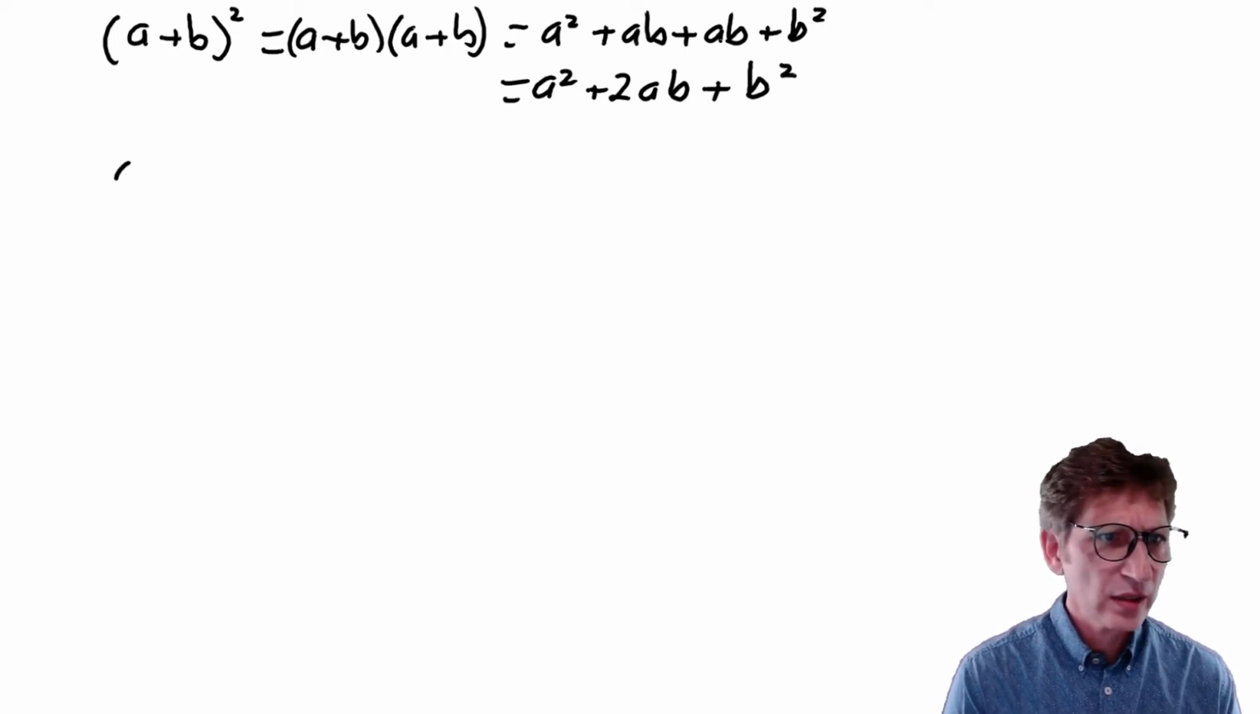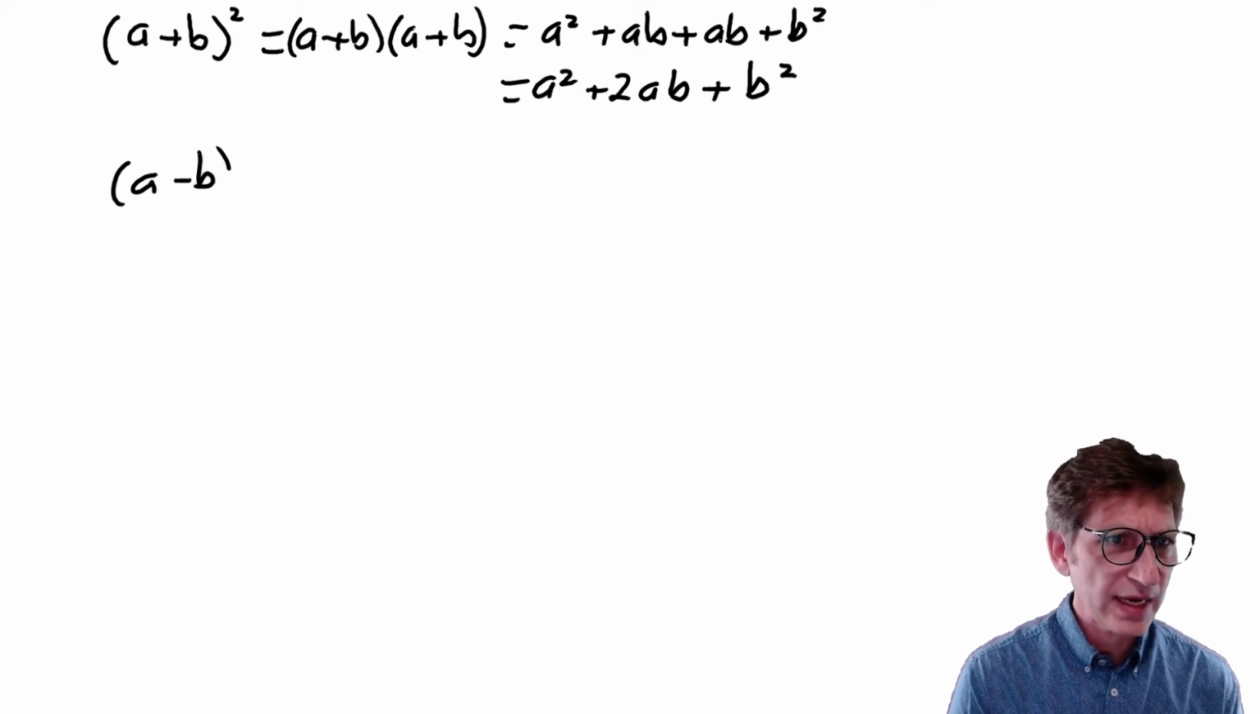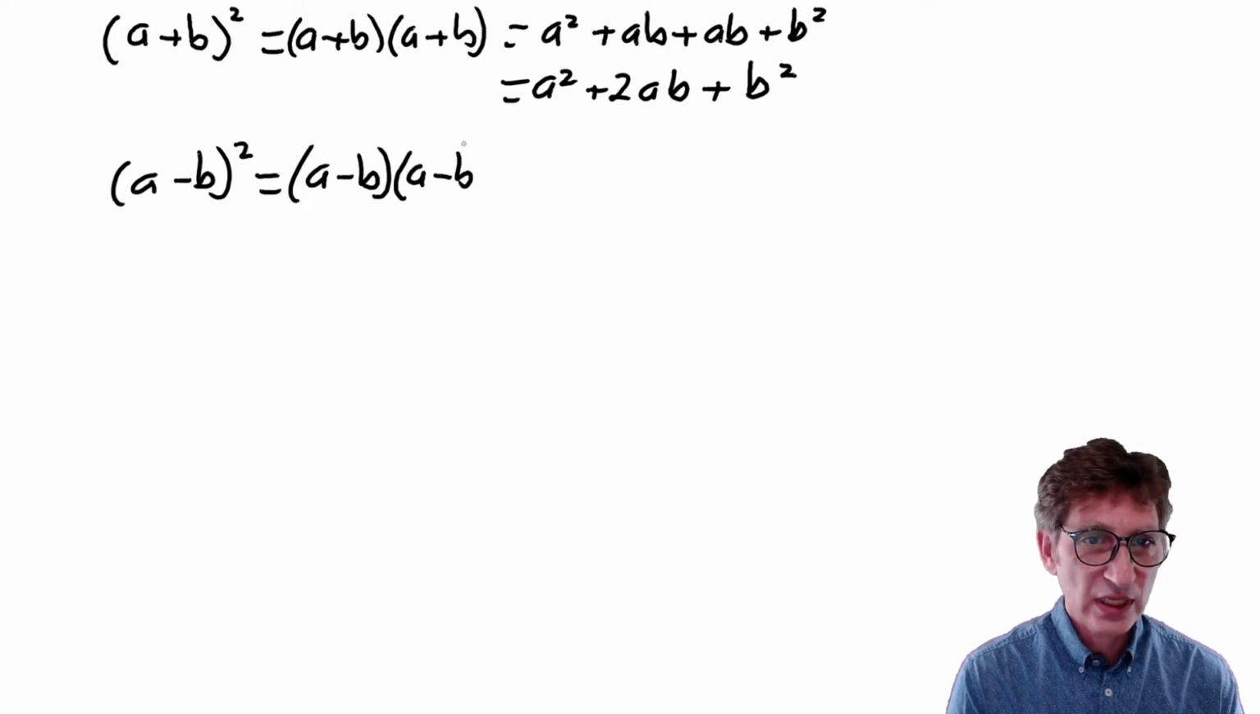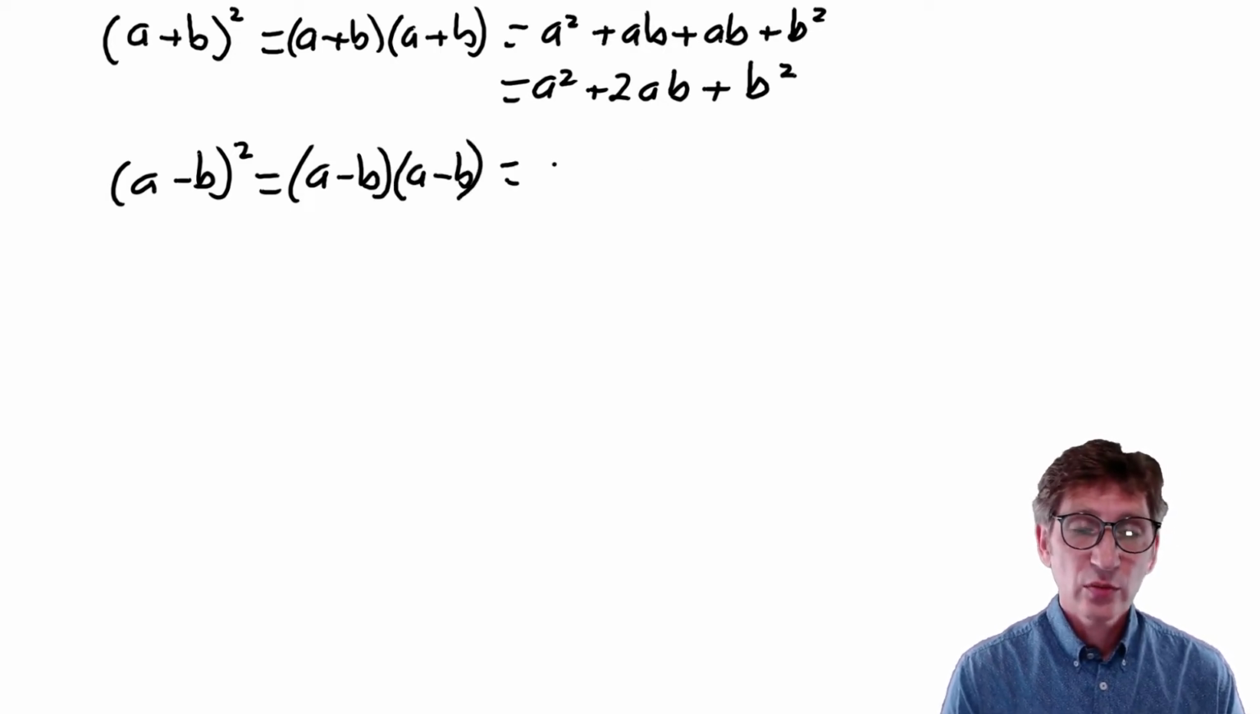Wow! All right, let's do the same thing, but with a minus b squared. A minus b times a minus b. Once again, we square the first term, or first term times first term is a times a, which is a squared. The outer terms, a times negative b, negative ab. The inner terms, negative b times a, is negative ba.